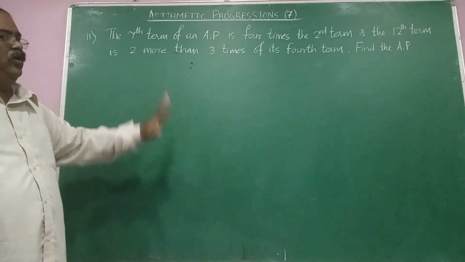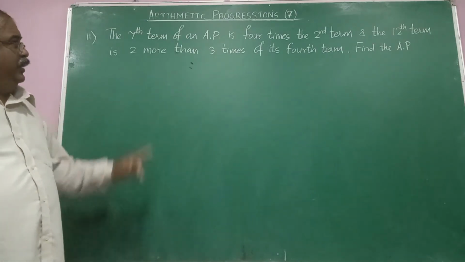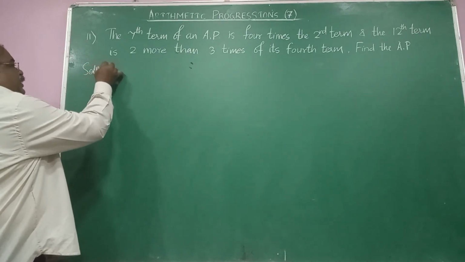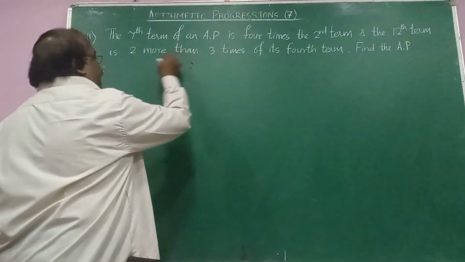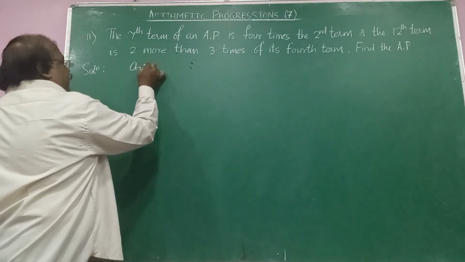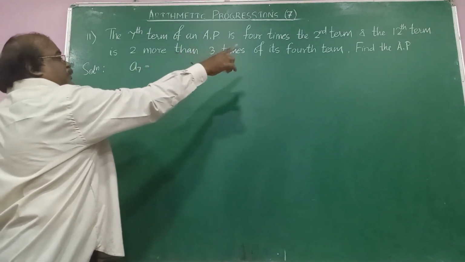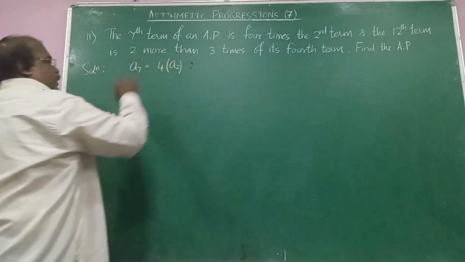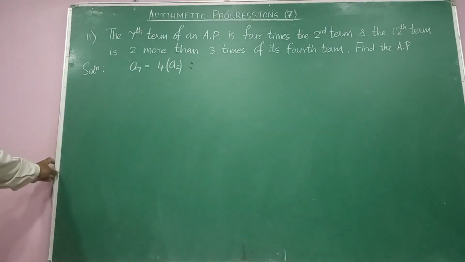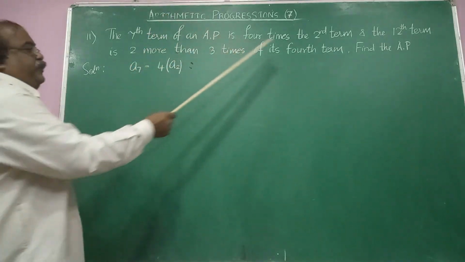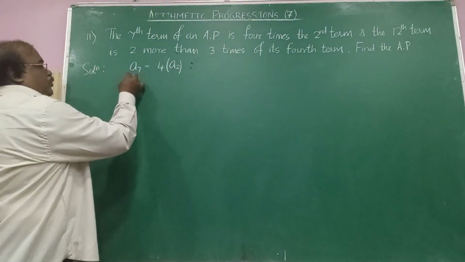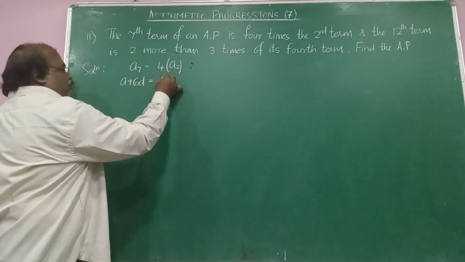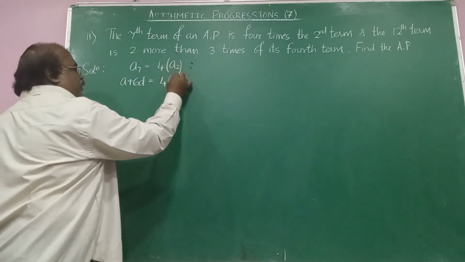Let's take condition number 1. What does condition number 1 state? That the seventh term of an AP is 4 times the second term. So that means A plus 6D is equal to 4 times A plus D, since the second term is nothing but A plus D.